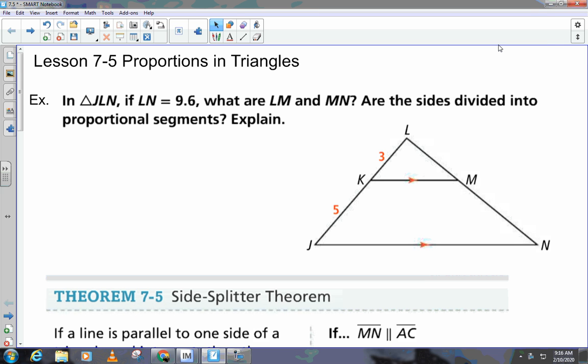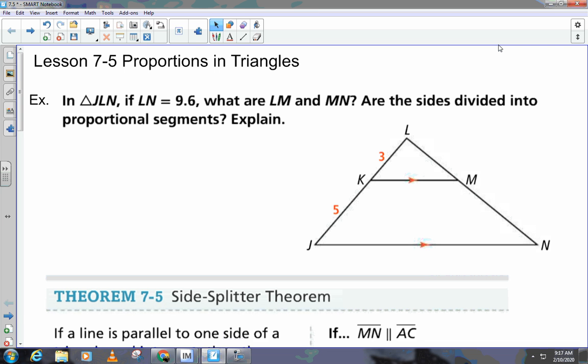Okay, so we are talking about proportions in a single triangle today. We talked first of all about dilations, where you take one particular figure and you enlarge it or reduce it, right? And we said within that, what's the relationship between the image and the pre-image? What stays the same? What's different?